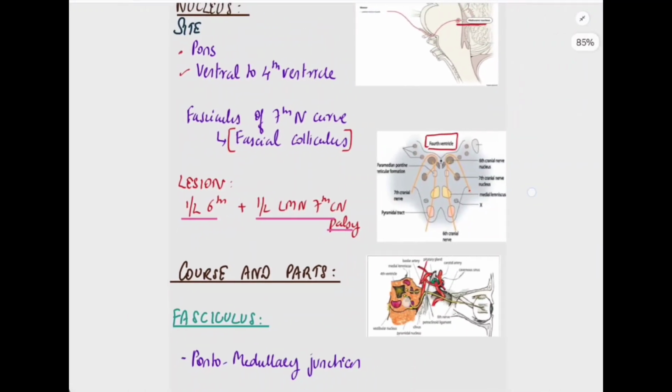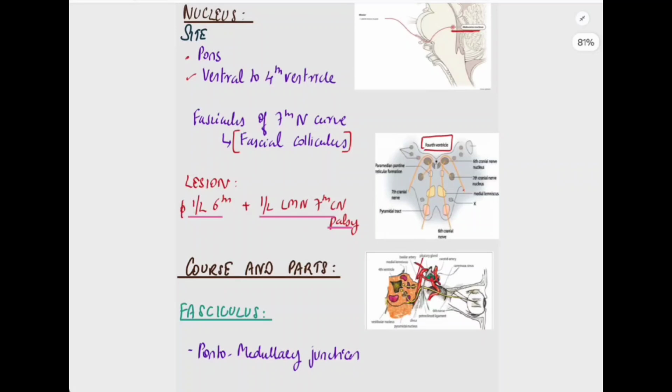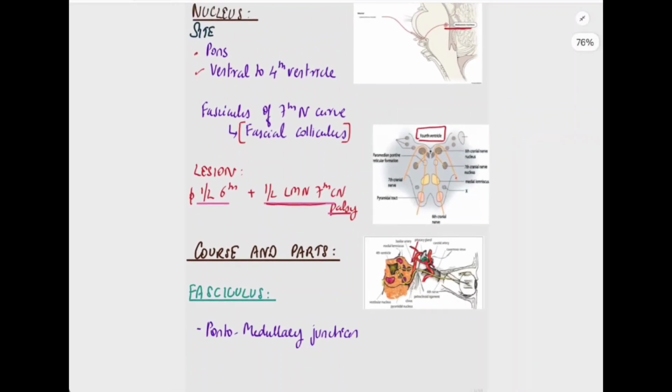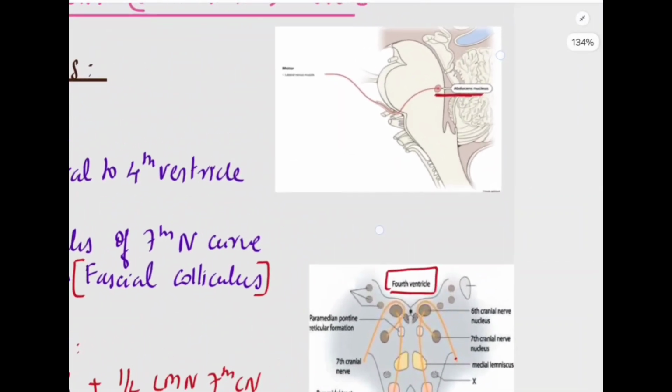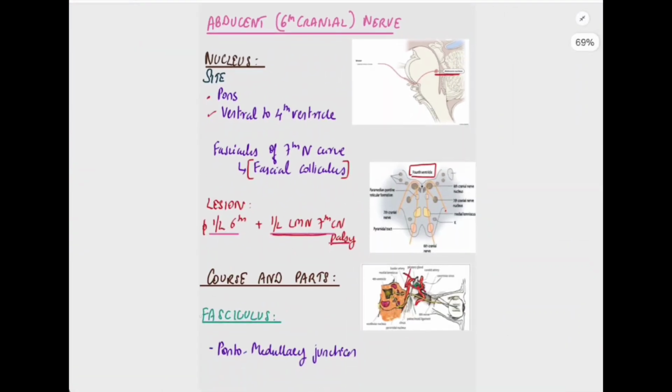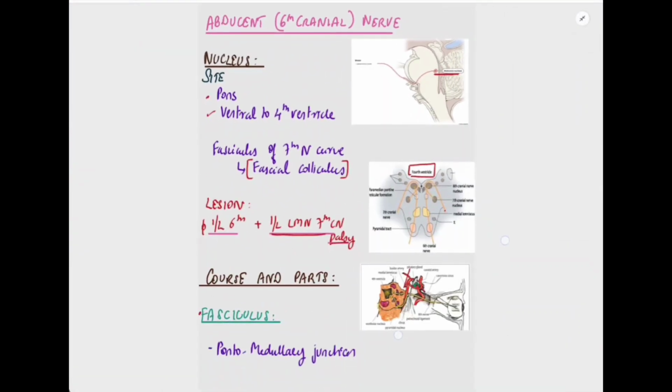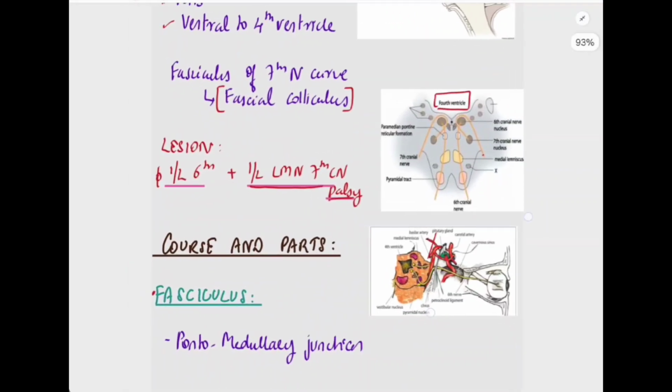A lesion at this area will lead to ipsilateral sixth nerve palsy and ipsilateral lower motor neuron seventh nerve palsy. Central connections are the same as the main third nerve nuclear complex. It can be divided into fasciculus, basilar part, intracavernous and intraorbital parts.